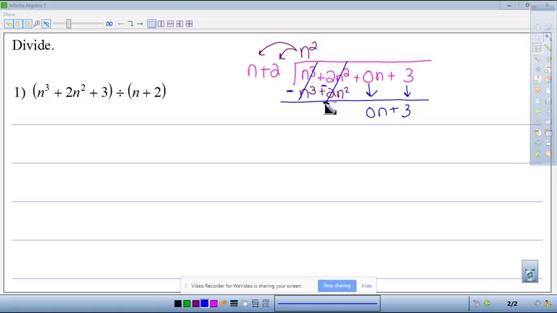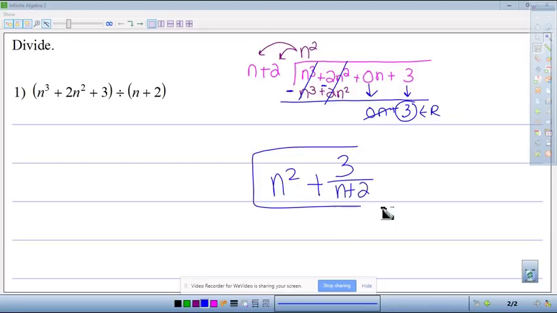So if I bring down what's left over, I have 0n plus 3. But if I multiply n by 0, having a 0 here, that actually is going to go away. So my actual remainder is just 3. So my final answer is going to be n squared plus my remainder of 3 over n plus 2. So notice this answer is not a polynomial. Anytime your final answer has a remainder, you're going to have a variable in the denominator, so it is not a polynomial. Let's take a look at number 5.